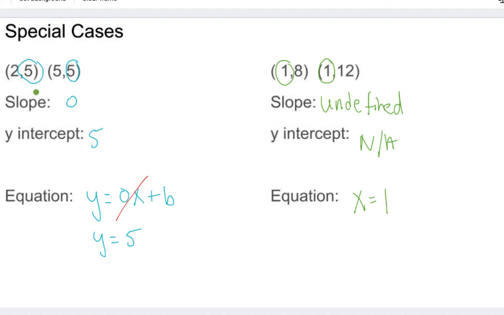So make sure you're checking to see in your 2 coordinates if you have a special case. Are my y values the same? Then it's horizontal. Are my x values the same? Then it's vertical.